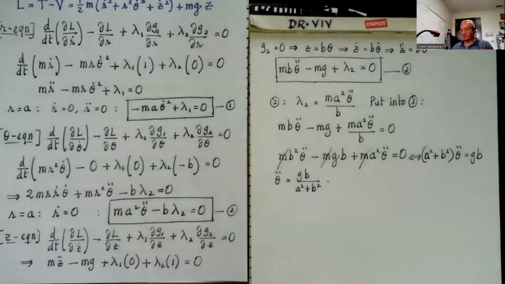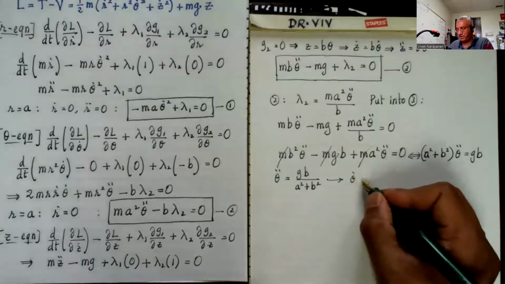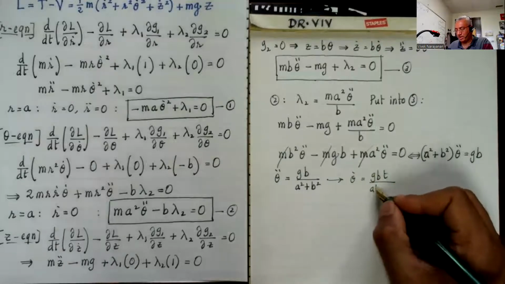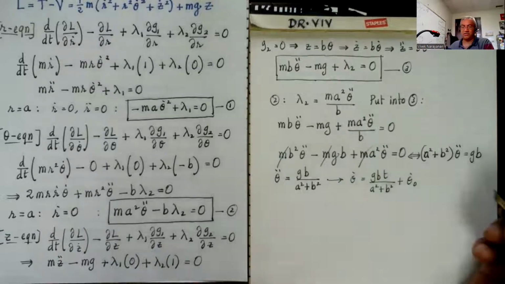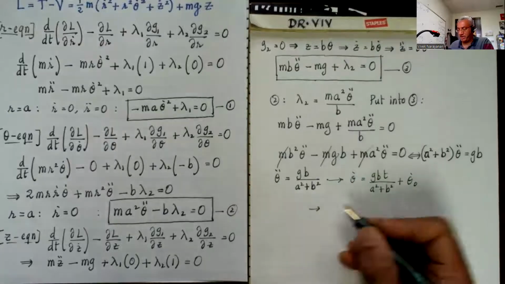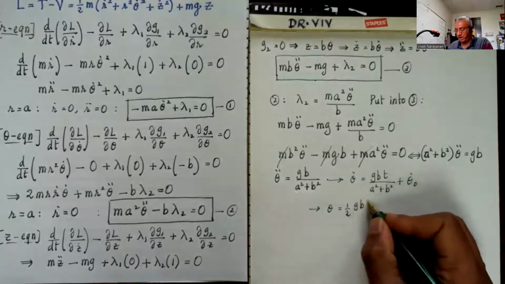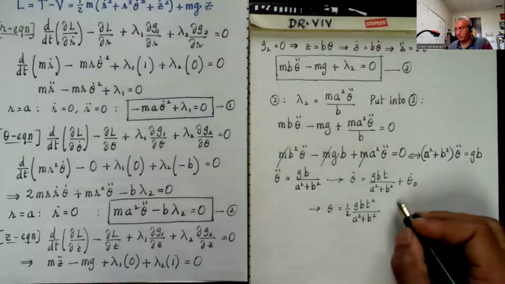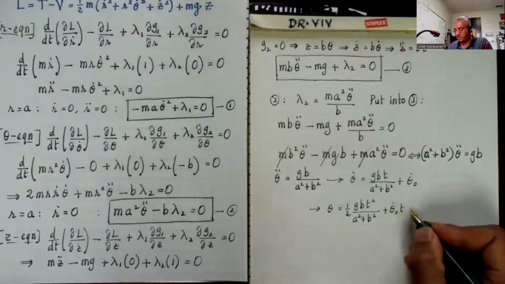Now, let us further solve this. You integrate this once, so I'm going to get theta dot is equal to GBT over a squared plus b squared plus some initial value, theta dot naught, which we don't know, so we'll keep it as an initial condition. And then when you integrate it again, I get theta equals 1/2 GBT squared over a squared plus b squared plus theta dot naught t plus theta naught.